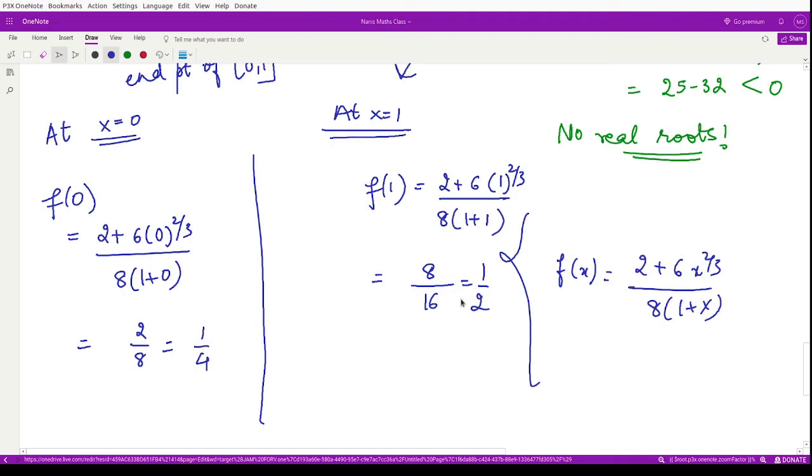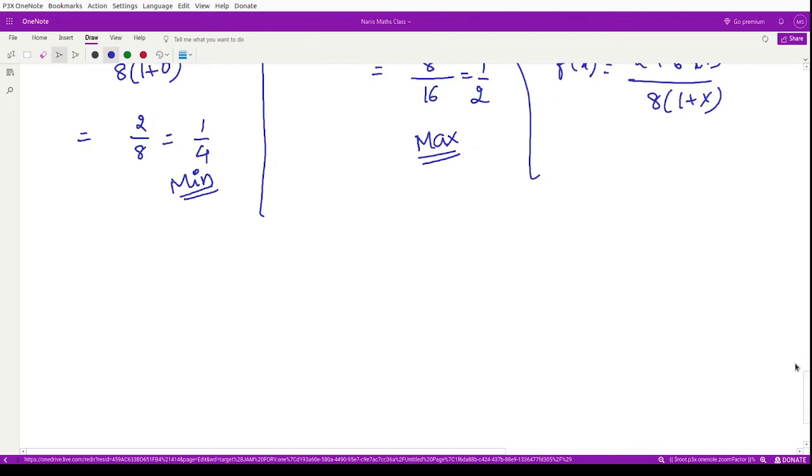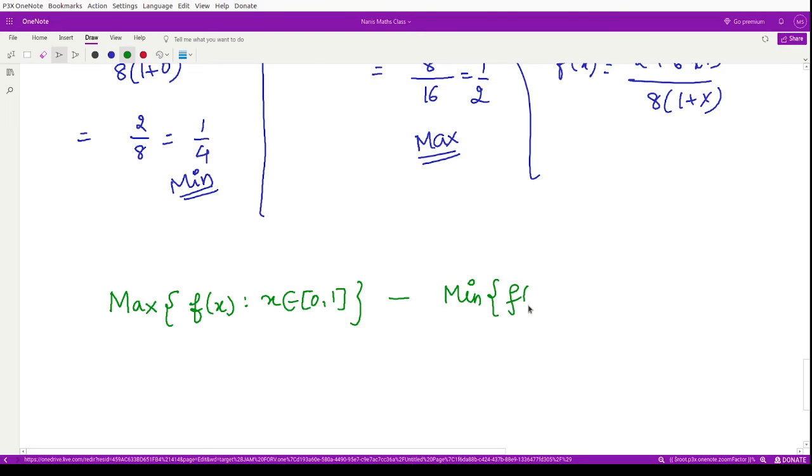So you can clearly see that we have the maximum value of this function at the point x is equal to 1, and this is the minimum value. Why? Because 1 by 4 is less than 1 by 2. So in the question they were asking you to calculate the maximum value of the function f of x whenever x belongs to this closed interval 0 to 1, minus the minimum value of this function f of x whenever your x belongs to this closed interval 0 to 1.